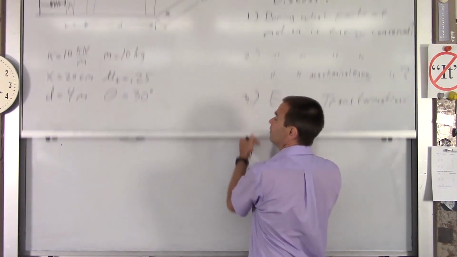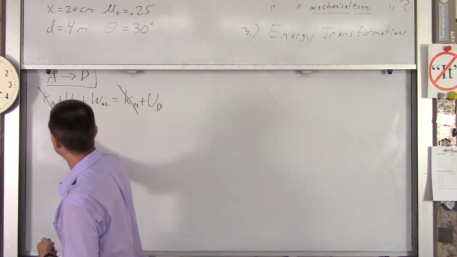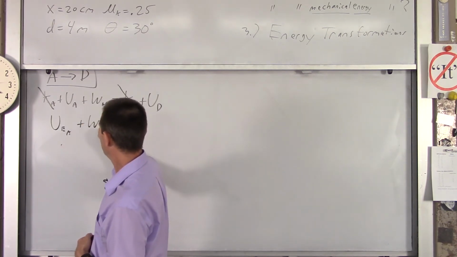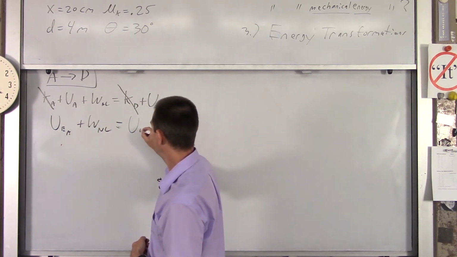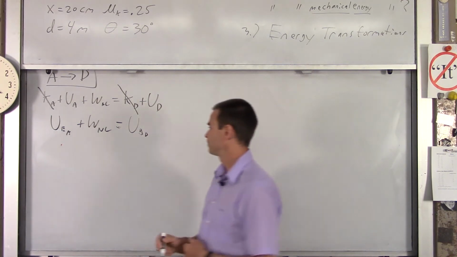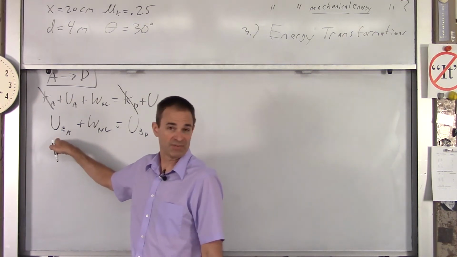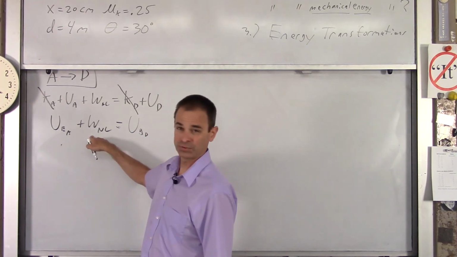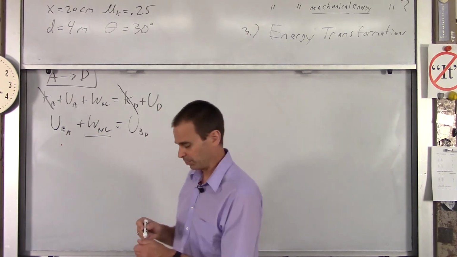So I'm going to write one more line down here. We're going to say U elastic at point A plus any work done by non-conservative forces is going to equal U gravitational at point D, okay? Now, this number I know. It's 1/2 kx squared, which is 200. I already got that number. This gets a little tricky, okay? This is going to be 2 terms, okay?